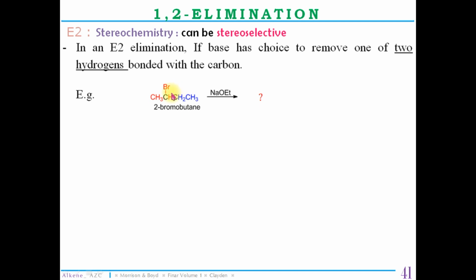If the base abstracts hydrogen from this beta carbon, we will get 2-butene, and if the base abstracts hydrogen from this beta carbon, we will get 1-butene. 2-butene is the major product, or Saytzeff's product, as it is the more substituted alkene. But whether it is trans-2-butene or cis-2-butene, we cannot judge that.